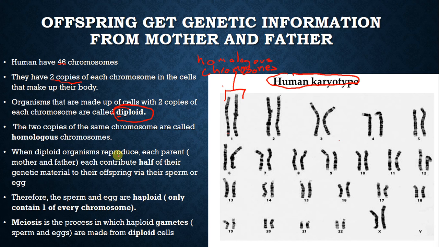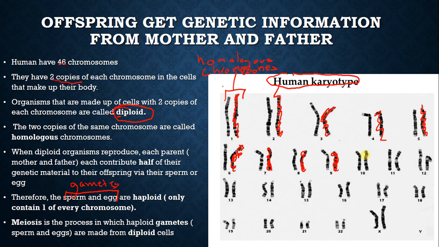When diploid organisms reproduce, each parent, their mother and their father, each contributes half of their genetic material to their offspring via their sperm and egg. Therefore, the sperm and egg, the gametes, remember, are haploid. They only contain 1 of every chromosome. So, if these are normally in most of our cells that are diploid, sperm and egg cells would have only 1 copy of each chromosome. They would be haploid. They would only have 23 chromosomes.